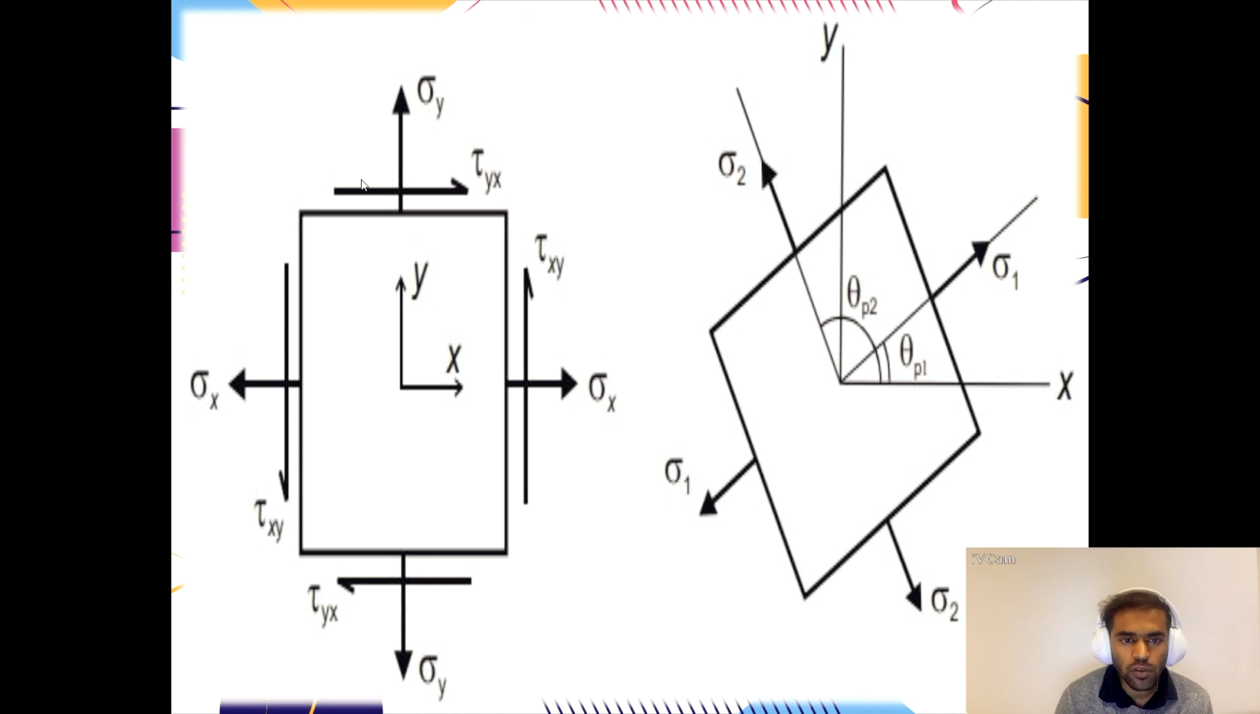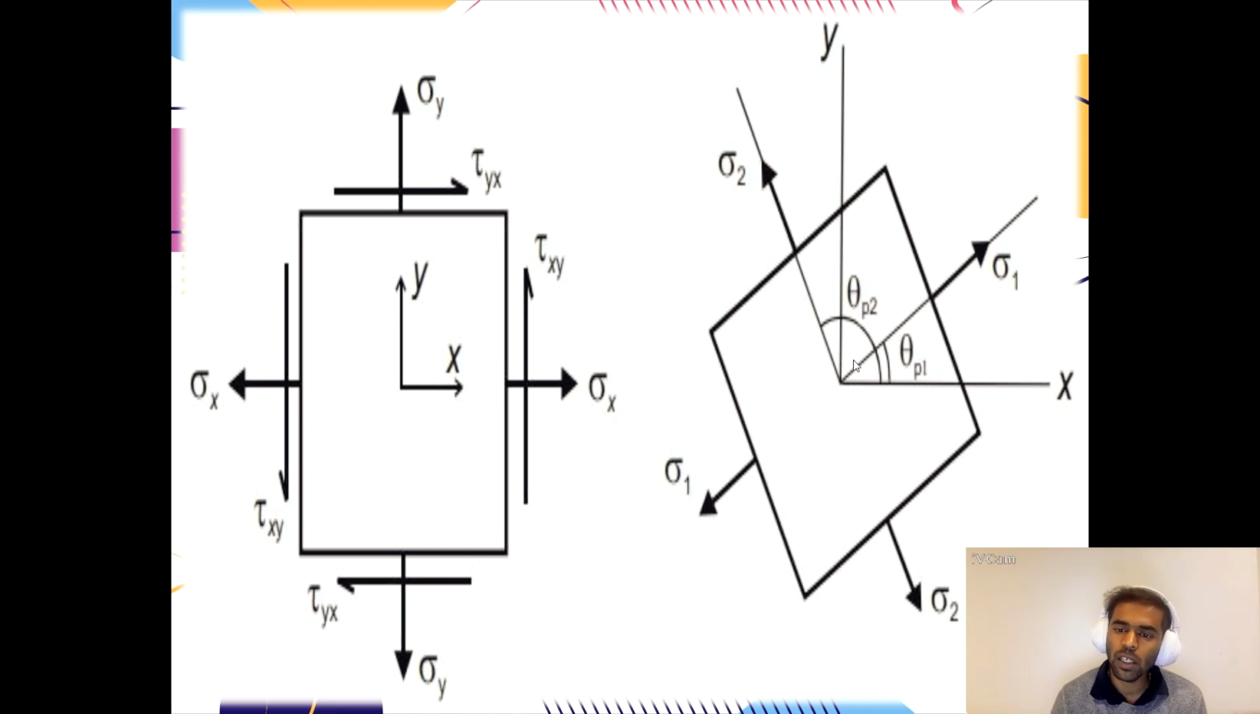Here we can see that this is just a normal cube and there is a tensile stress acting in the y direction, a tensile stress acting in the x direction, and there is also a shear component of xy. This is the normal cube, and here we can see the same cube represented on a principal axis. Here there is no shear component. This is the y and x axis and it is at an angle of theta p1 to x.